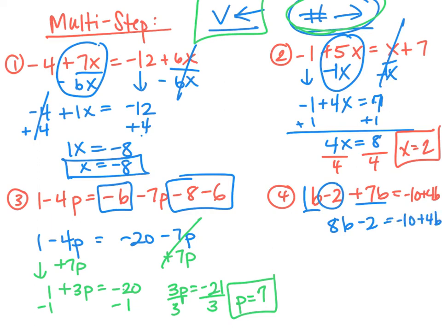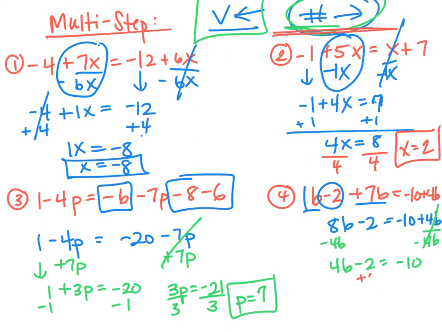So now we're in the same situation as we were on number 1 and number 2. And we want to get the variables to the left. So variables to the left, we want to get rid of that 4b, so we subtract 4b. So that's 4b minus 2 equals negative 10. Those cancel. Then we want to get our numbers to the right side. It's the same steps over and over and over again.